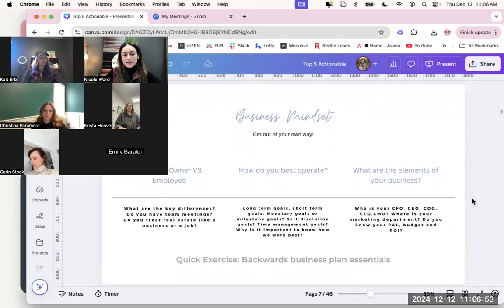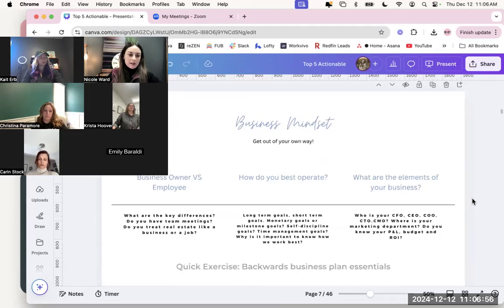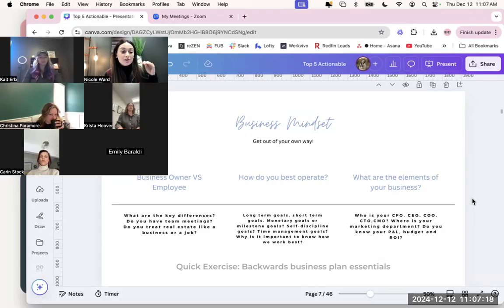So let's talk about what that means. The business owner mindset versus employee mindset. I see this all the time on Facebook groups and stuff where so-and-so says, I work for ABC Brokerage. And it's so cringy for me. I have such a cringe moment when I talk about this, because you do not work for ABC Brokerage. You work for yourself. And so the mindset of business owner versus employee, there are some big differences. So let's talk about those differences.